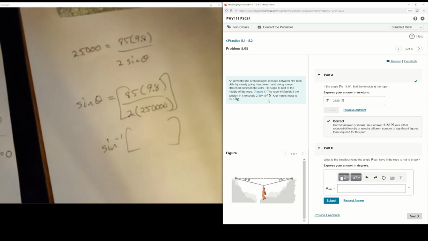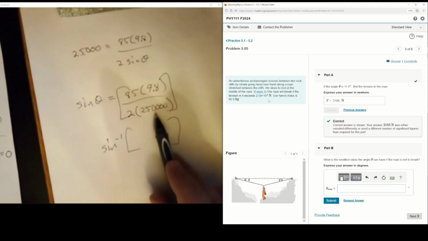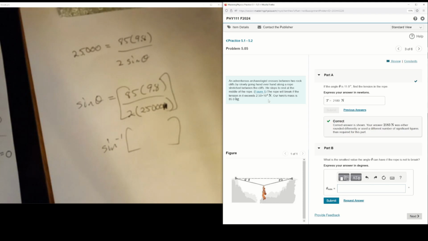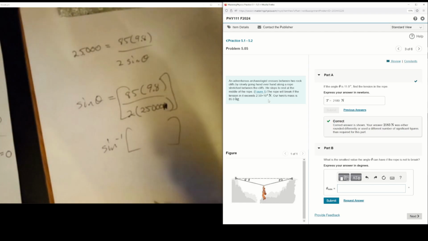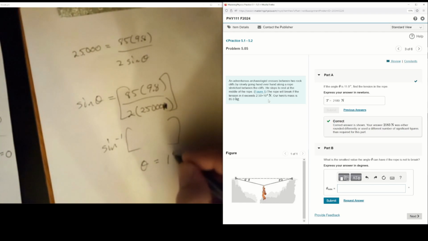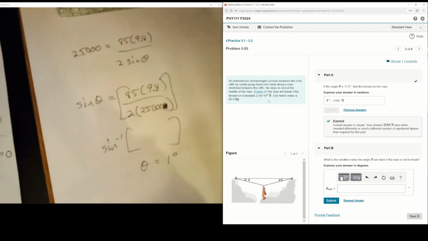Whoops, I hit divide. And divide by 25,000. Whoops, I put one too many zeros in there. That should be 25,000. And I get that theta is about 1 degree. It says 0.95. I'm just going to type in 1.